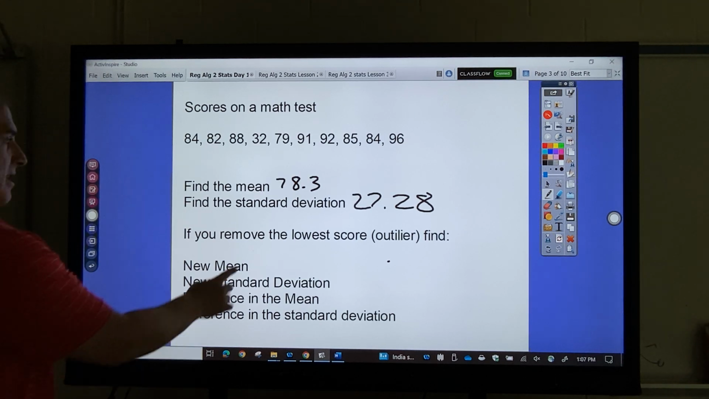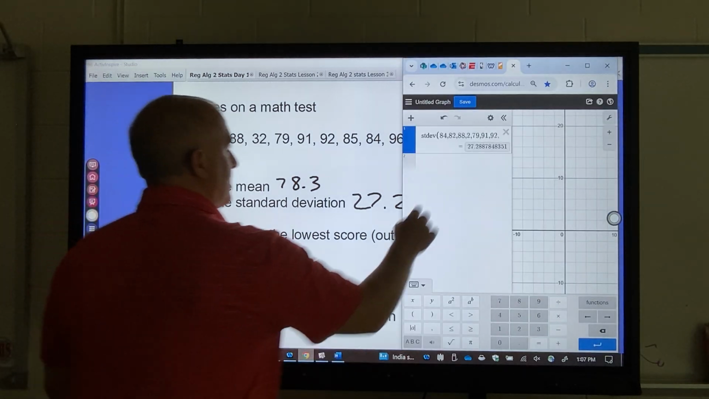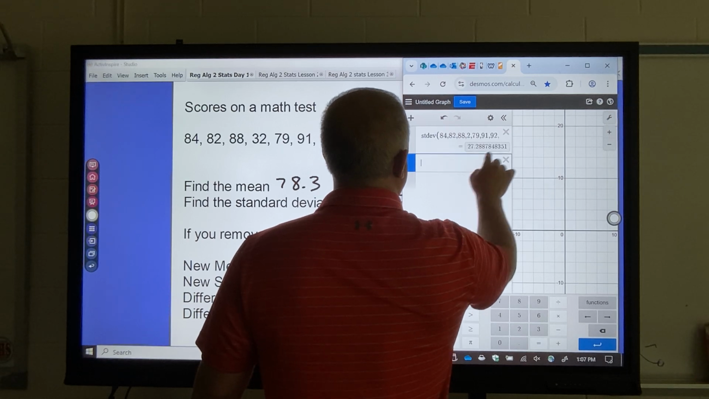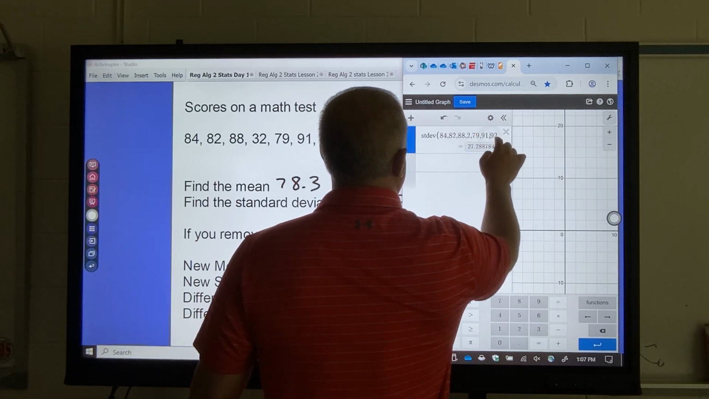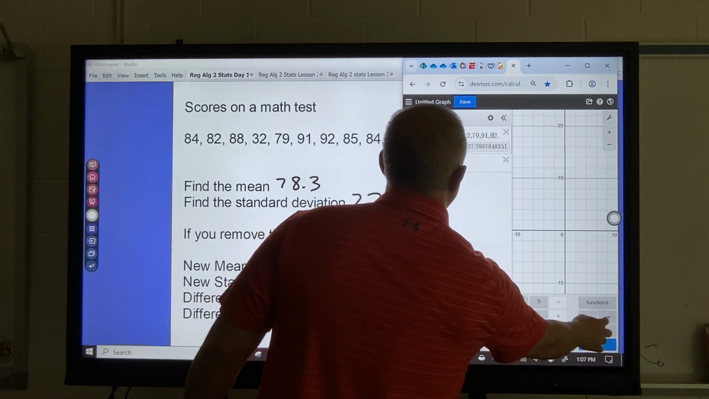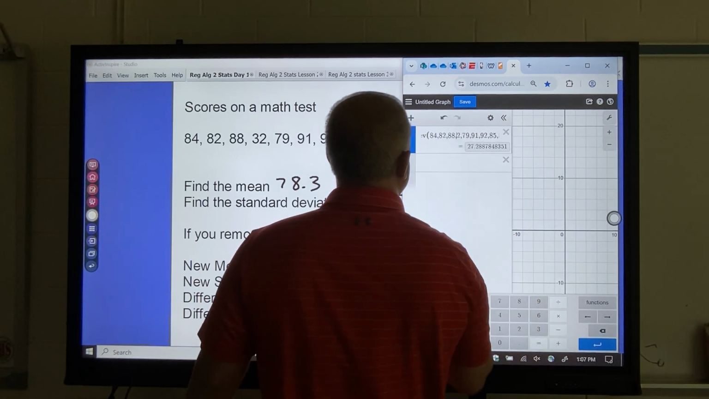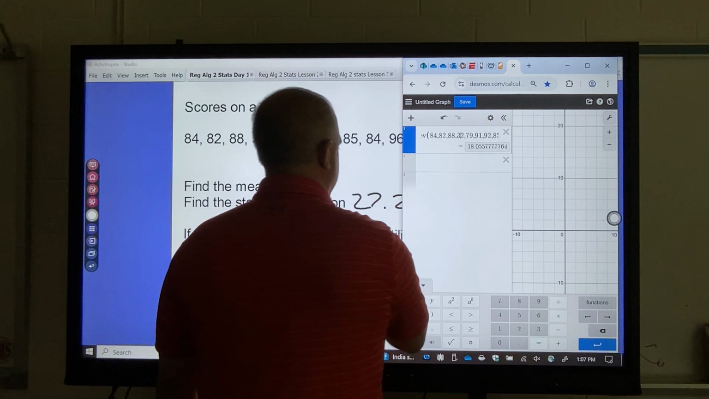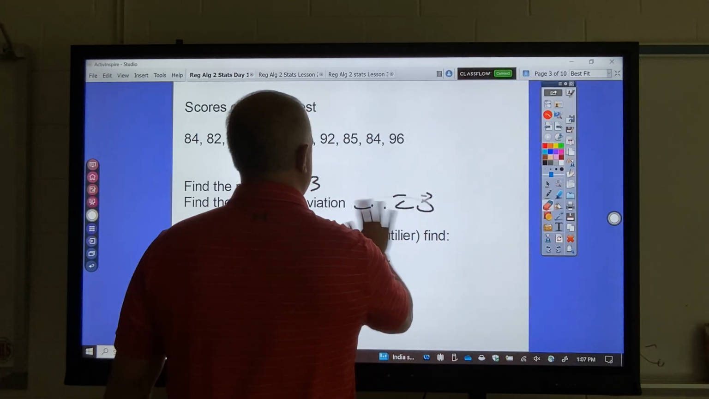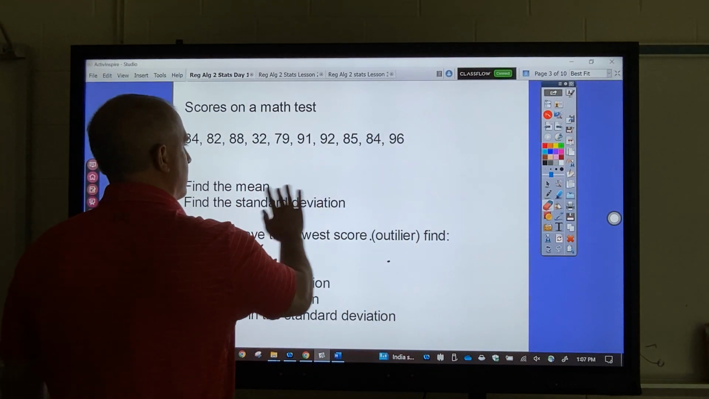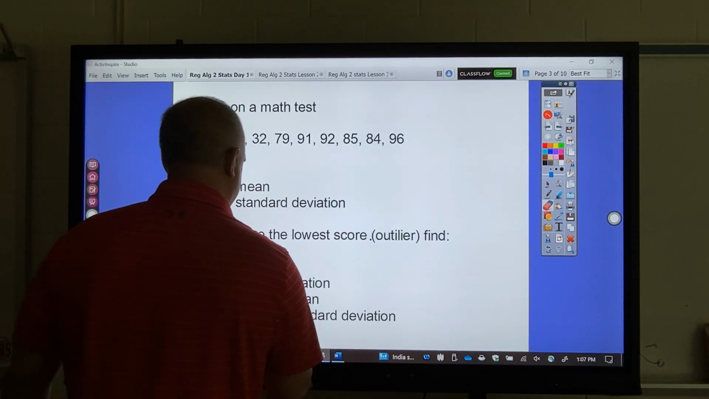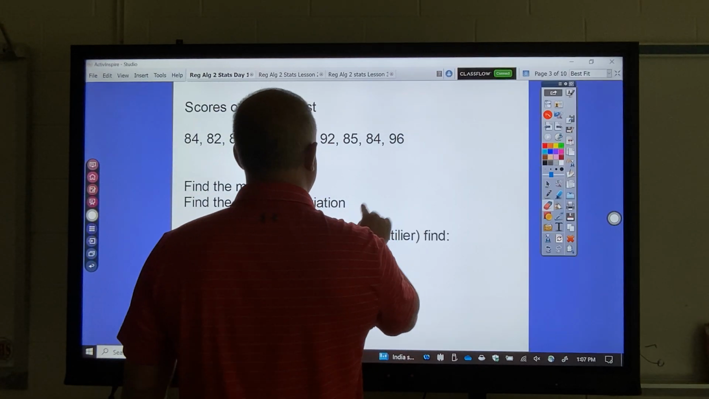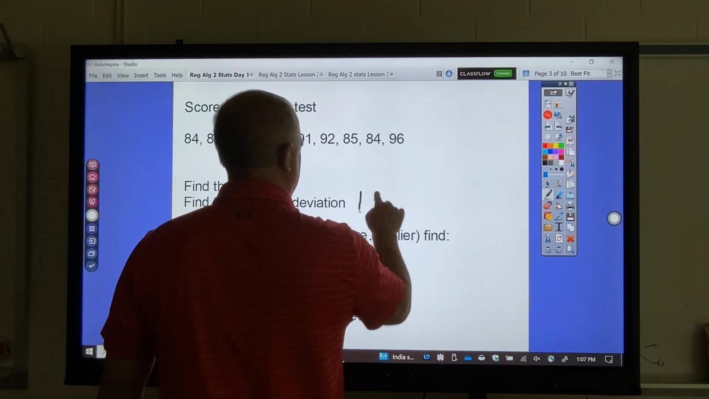That's the big gap. If you remove the lowest one, which is that 32, if I click in there, oops, sorry, that should have been 32. I apologize. Let's go back and do that again. Sorry, that was not correct. I typed the wrong thing. Standard deviation is 18.05. I thought that was a lot.